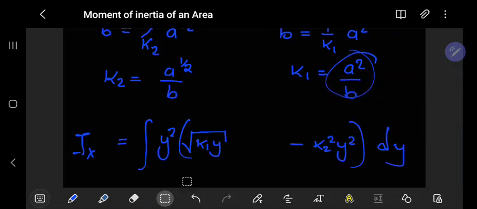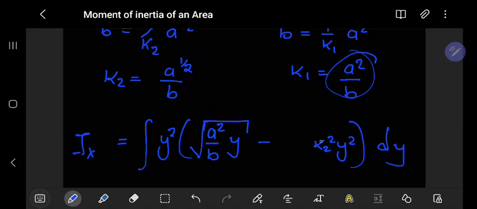So what we do is this. This is root k1y. This becomes root, where we have k1, we have a squared over b. And then we still have that y there. So this is now k1y. And then apart from that, now we plug in for k2. So where we have k2, we'll now put that. But remember, k2 is being squared. So this becomes, where there's k2, we'll have a to the power 1 over 2 over b. But again, k2 is being squared, so we'll square that.